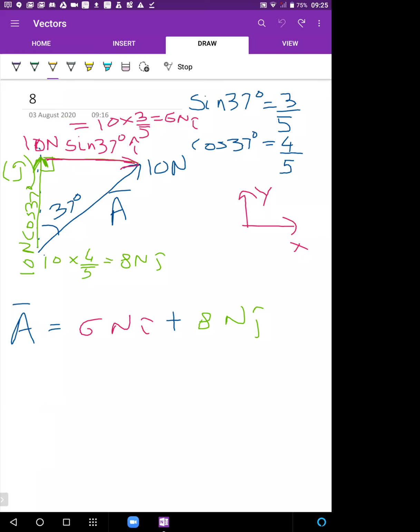But now, A bar is made up of the pink vector and the green vector. The pink horizontal vector is, in a very simple way, written as 6 Newton I cap. And the green vertical vector is written as 8 Newton J cap. So A bar all of a sudden can now be written in this form. This is how we represent this. Okay, so I have done this example. I'm going to give you guys now some examples to try.